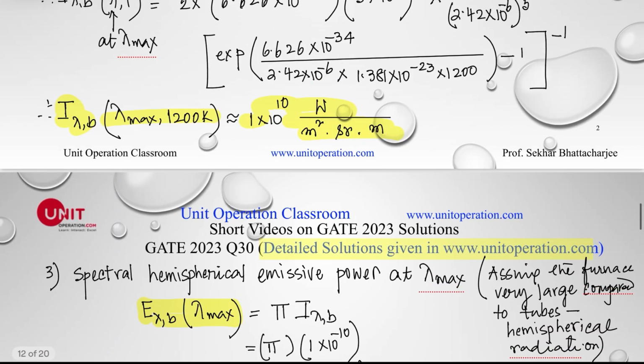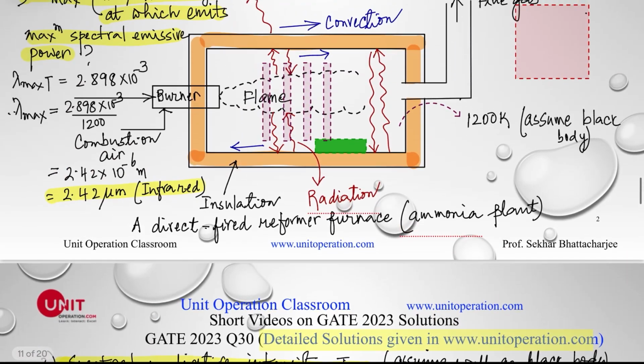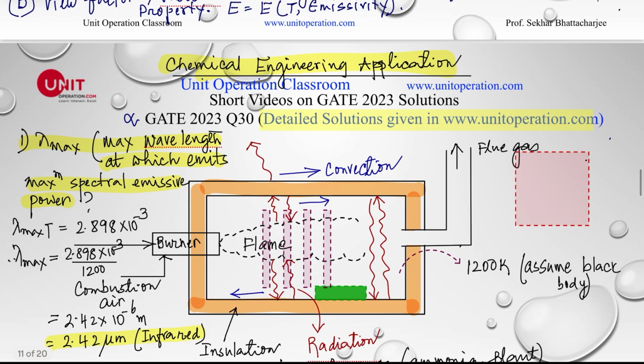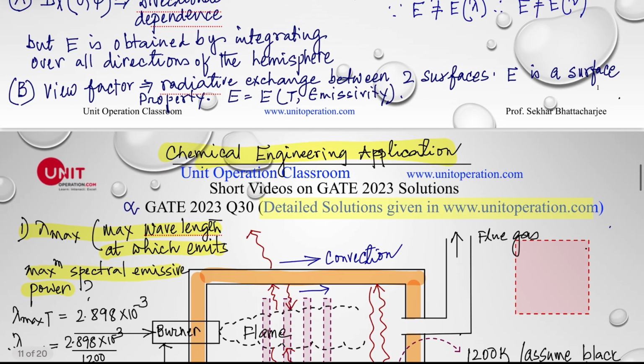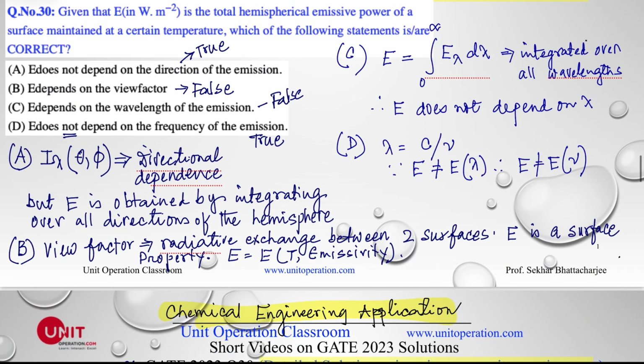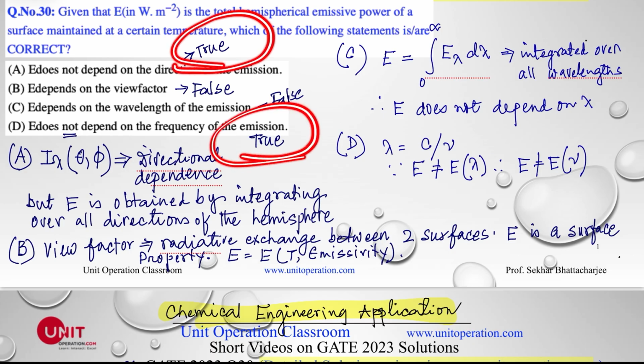This is just an example. To find the actual radiative exchange, we have to find the view factor and the temperatures of this surface and that surface. We'll try to see that kind of problem later on. But these values help us in doing the furnace calculations. So anyway, the correct answer is A and D, which are true.